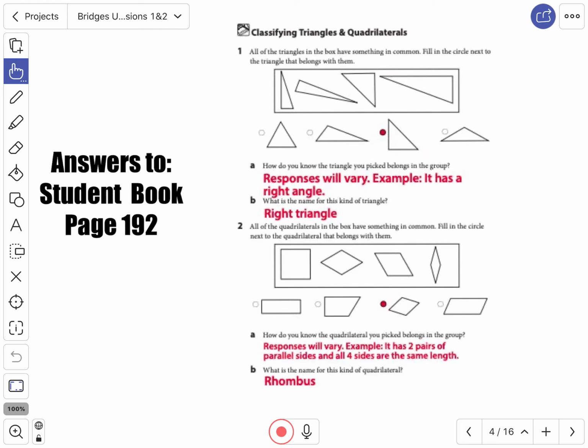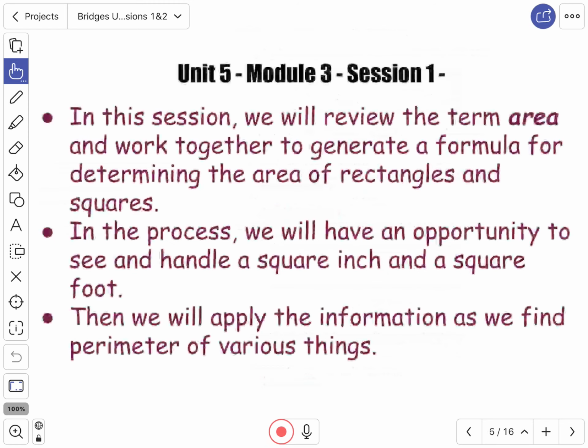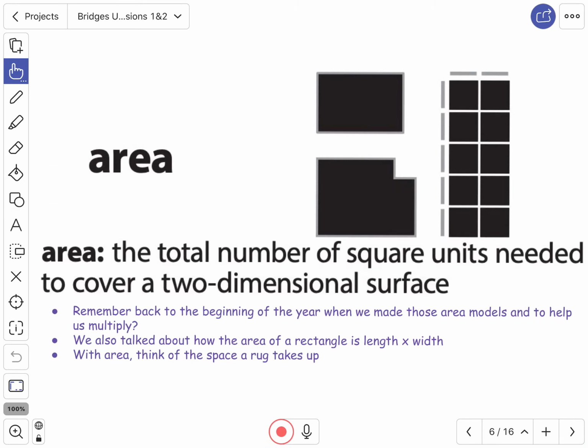How do you know that? Because it has 2 pairs of parallel sides, and all 4 sides are the same length. And what is the name of this kind of quadrilateral? It is a rhombus. Okay, so in this session, we will review the term area and work together to generate a formula for determining the area of rectangles and squares. In the process, we will have an opportunity to see and handle a square inch and a square foot. Then we will apply the information as we find perimeter of various things.